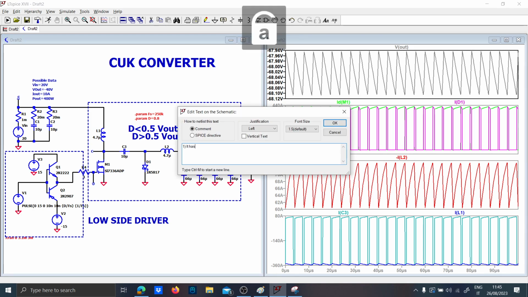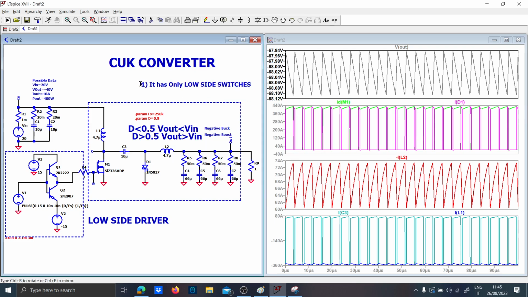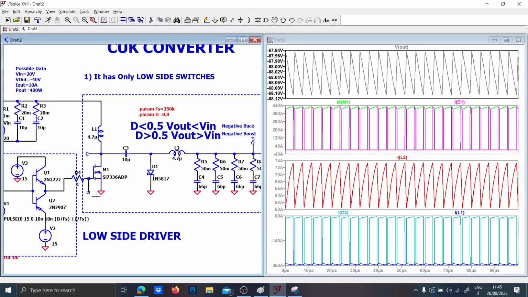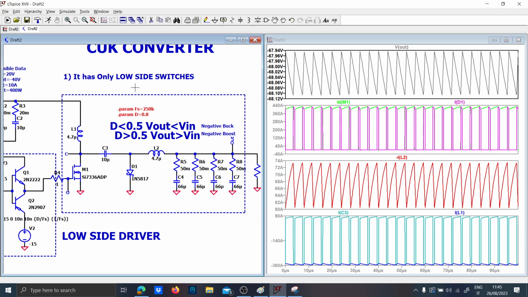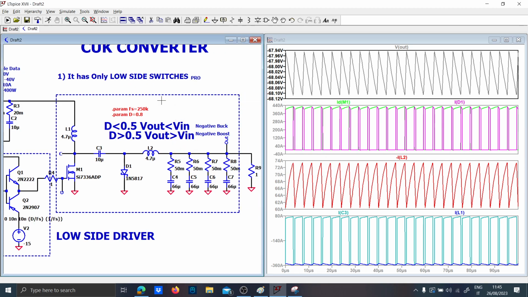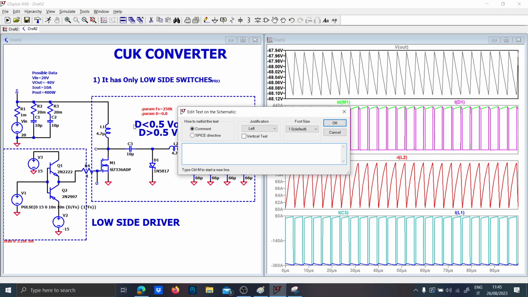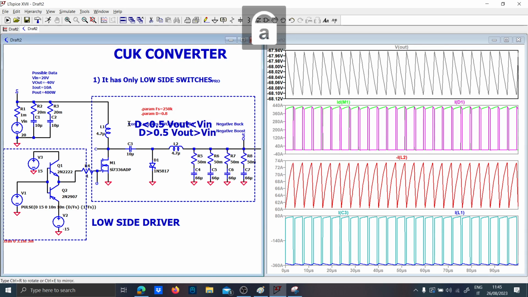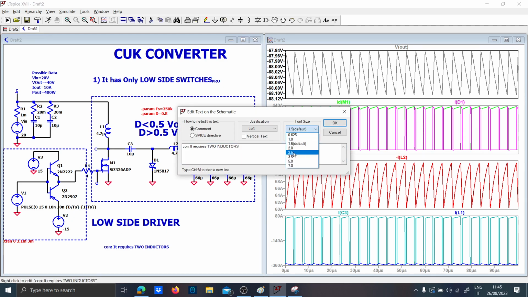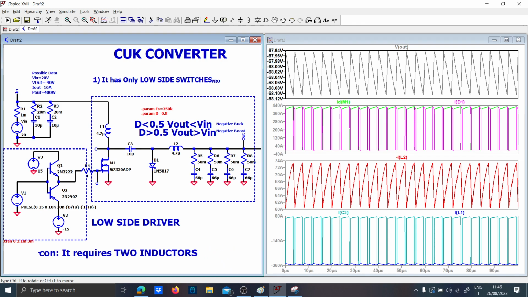First, it has only low side switches, and basically this is the big advantage of this circuit, because low side switches are very easy to drive with a low side driver, and do not require the charge pumps, bootstrap, and everything which can really slow down your circuit. It has low side switches, and this is a pro, of course. The con of this circuit is that it requires 2 inductors. This is a very big con because inductors are bulky, heavy, and also expensive.